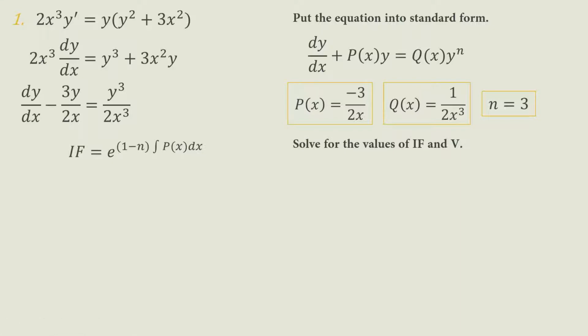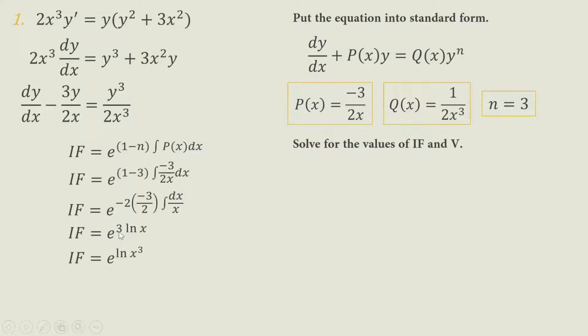So IF is equal to e raised to 1 minus n times the integral of p of x dx. Substitute. So that is 1 minus 3 times the integral of negative 3 over 2x dx. And then the result, 1 minus 3 is negative 2. Transferring out the constant under the integral sign, which is negative 3 halves, times the integral of dx over x. And then simplifying further, negative 2 times negative 3 halves is equal to positive 3 times ln of x, raising e to the exponent. And so our IF is equal to x cubed.